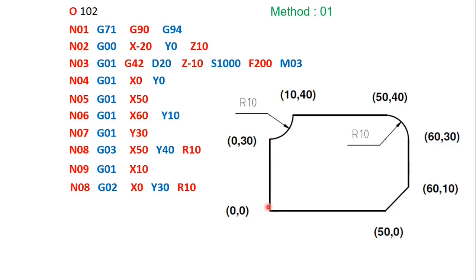After this, what happens? It will go linear. So I have to go G01, X0, Y0. So it has reached here. Like this, the complete milling operation has happened.